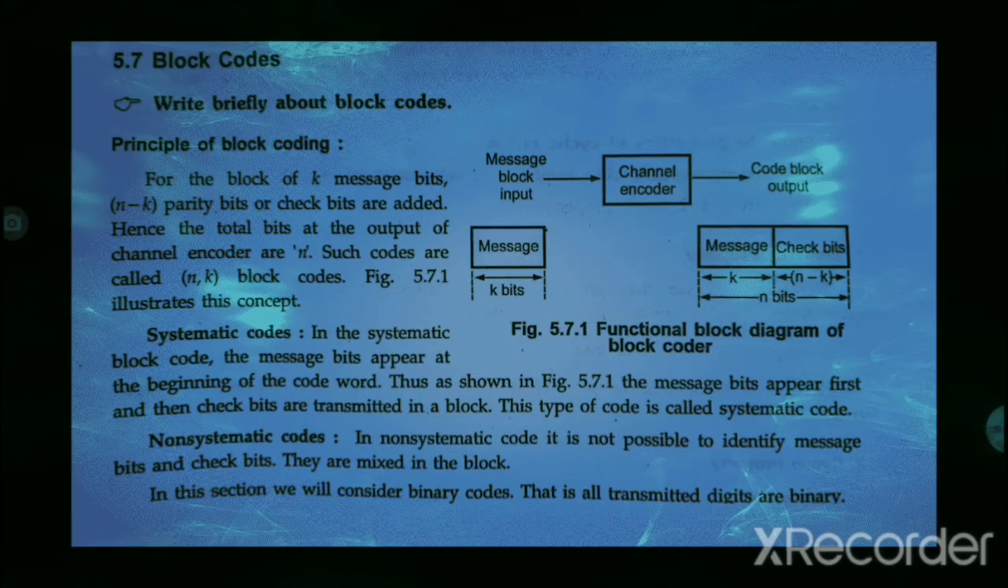Systematic codes. In the systematic block code, the message bits appear at the beginning of the code word. Thus, as shown in the above figure, the message bits appear first, then check bits are transmitted in a block. This type of code is called systematic code. Non-systematic codes. In a non-systematic code, it is not possible to identify message bits and check bits. They are mixed in the block.